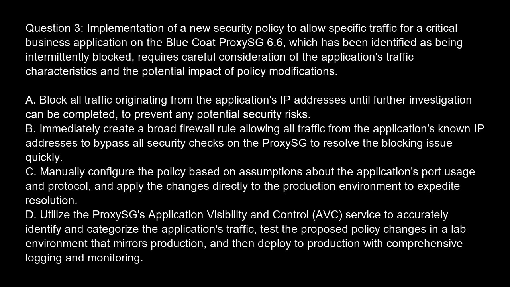Block all traffic originating from the application's IP addresses until further investigation can be completed, to prevent any potential security risks. Option B. Immediately create a broad firewall rule allowing all traffic from the application's known IP addresses to bypass all security checks on the ProxySG to resolve the blocking issue quickly. Option C. Manually configure the policy based on assumptions about the application's port usage and protocol, and apply the changes directly to the production environment to expedite resolution.